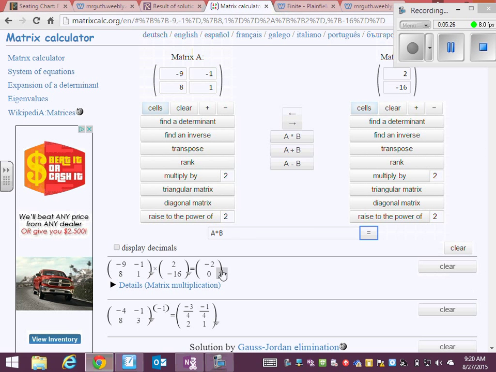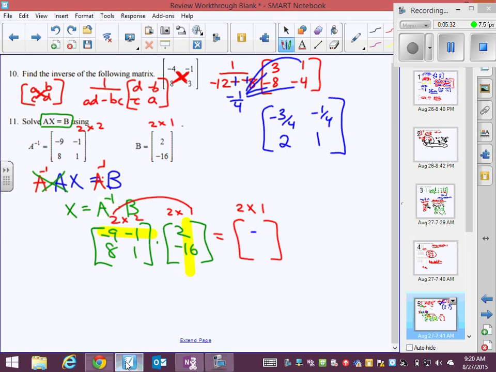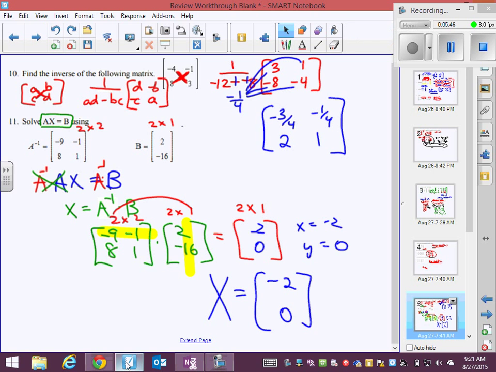My 2 by 1 answer is -2, 0. So -2, 0, which of course means that x is -2 and y is 0, but with capital letters. The capital letter is your variable matrix. That's it.